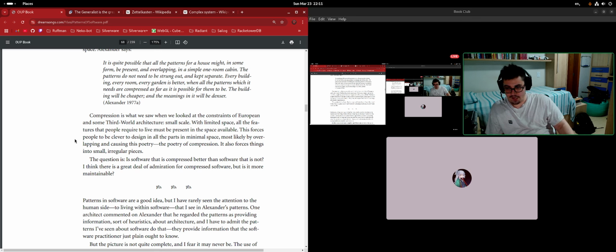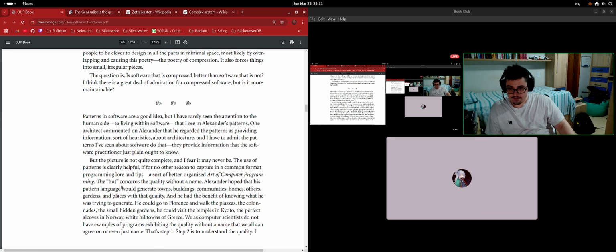Then we're going to go back to talk about small scale that forces creativity. We talked about this before. And then at the end, we're going to go to, oh yeah, the revelation. This is basically a conclusion, but the picture is not complete. The use of patterns is clearly helpful, if for no other reason than to capture in a common format programming lore and tips. Again, you have an enlightening collection of advice and instructions and suggestions that everyone can leverage. But the "but" concerns the quality of the name.